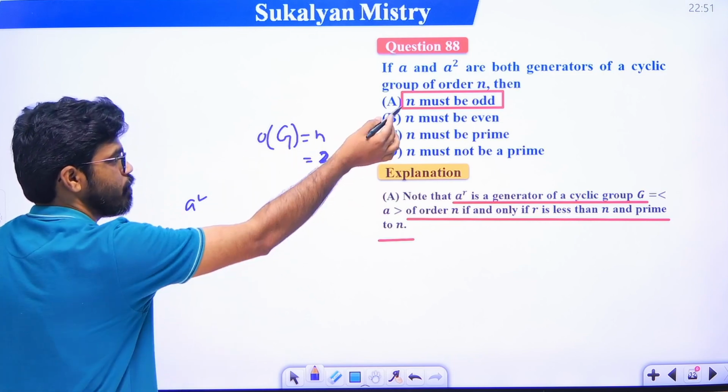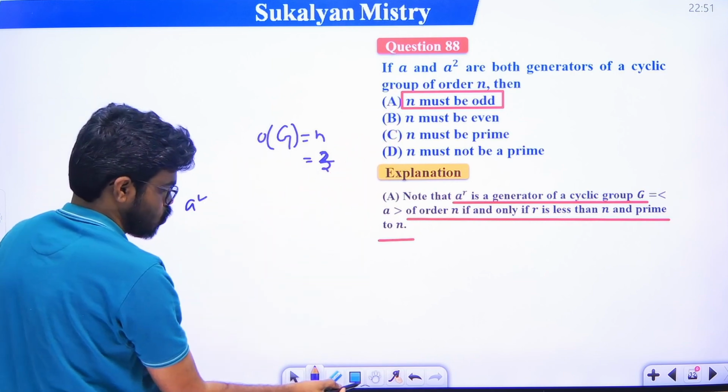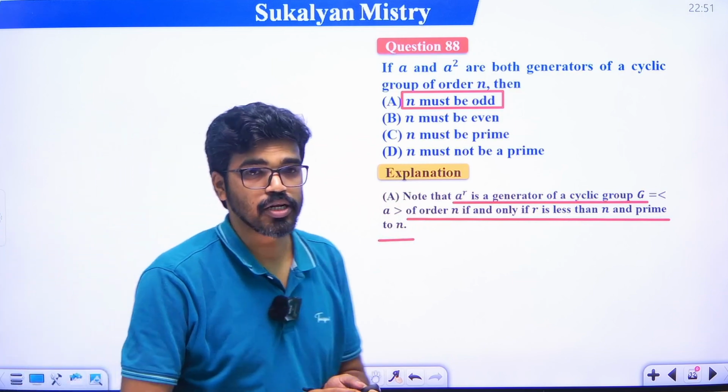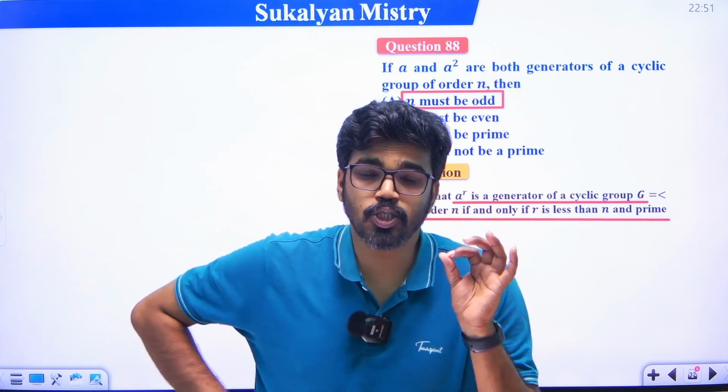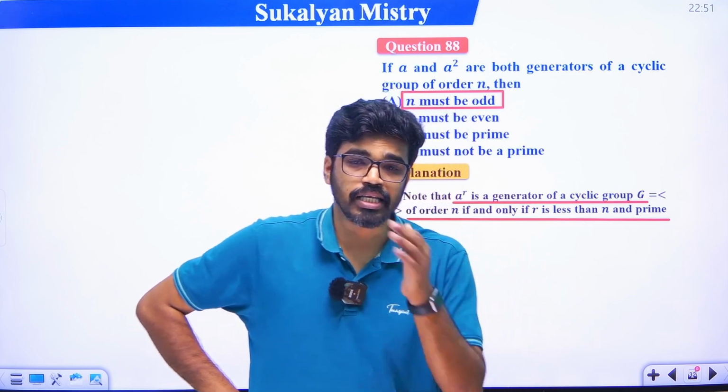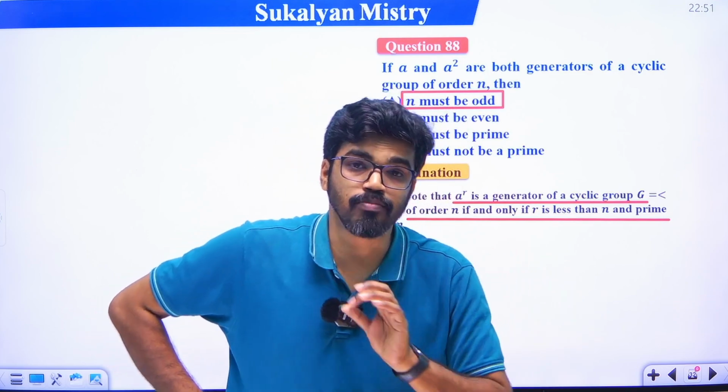Okay, so n must be odd. So which option is correct? Option A is the correct answer. It is very important to note that a to the power r will be a generator of the cyclic group G of order n if r is less than n and prime to n.